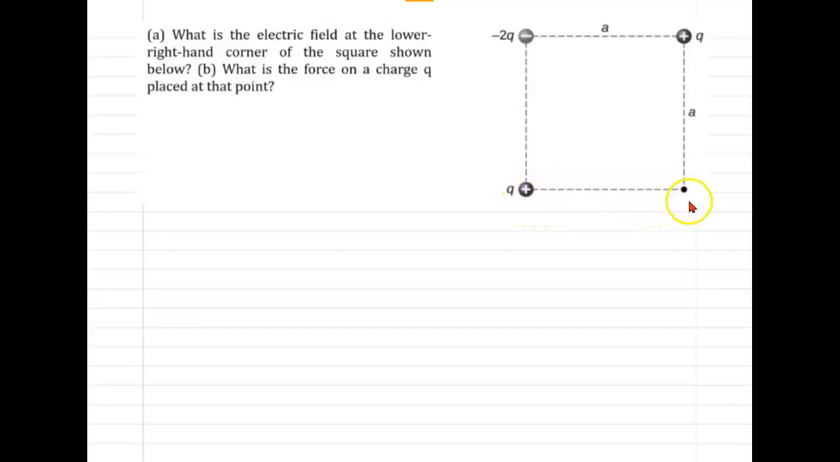Now each one produces its own electric field, and using what's called the superposition principle, you can just add them. Now the electric field is a vector, so you have to add them vectorially or by components, but at the end you'll get an expression that shows the total electric field at this point.